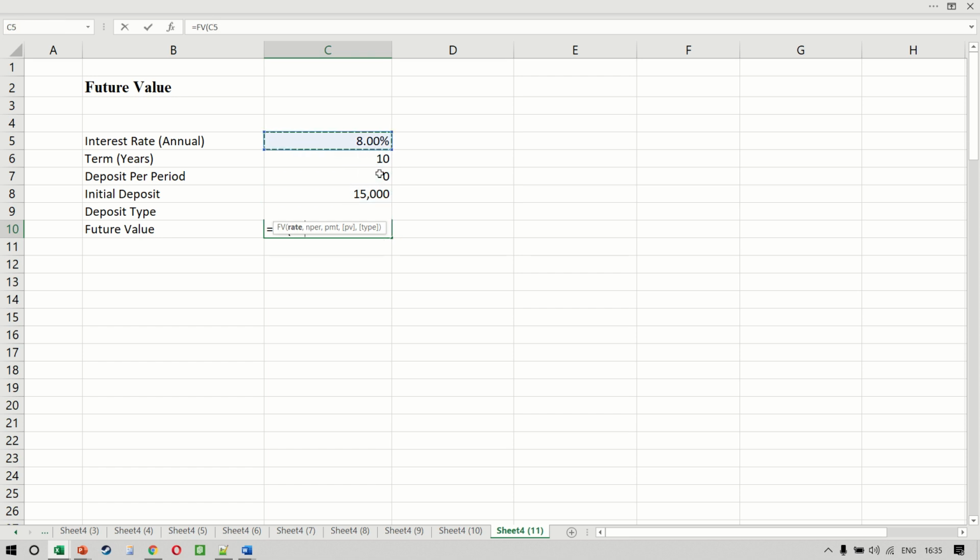The rate would be 8%. The NPER is 10. Our payment, remember, is 0 here. Then we have present value, which is the initial deposit, 15,000, and the type is also 0. So the future value would be 32,383.